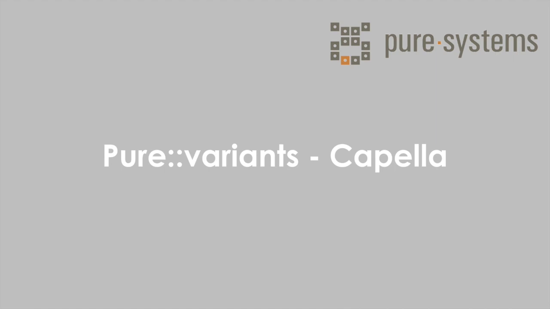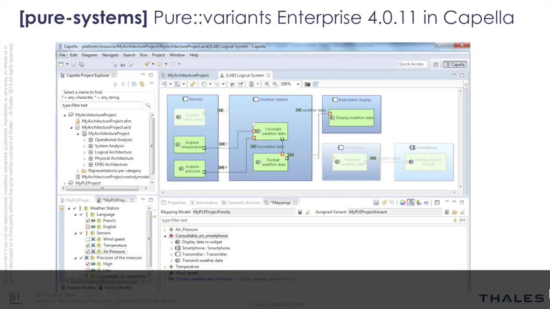The next topic is product line engineering. And I'm talking here about the coupling between pure::variants, that is a feature modeling tool, and Capella. The integration of these two tools looks like this picture. You know, the Project Explorer in Capella.